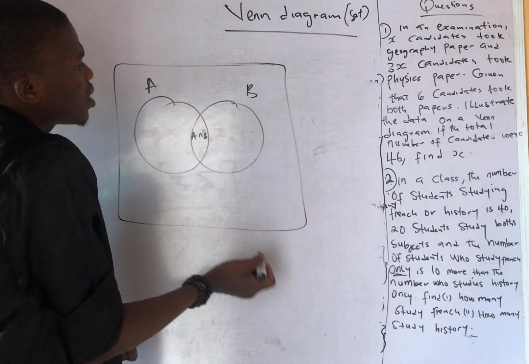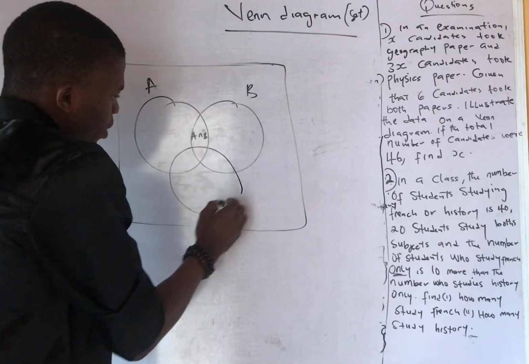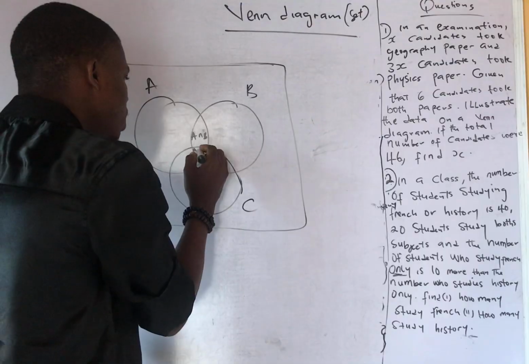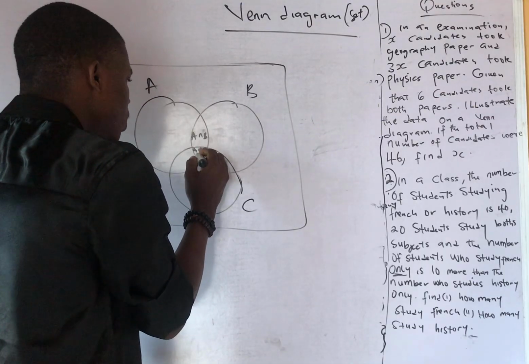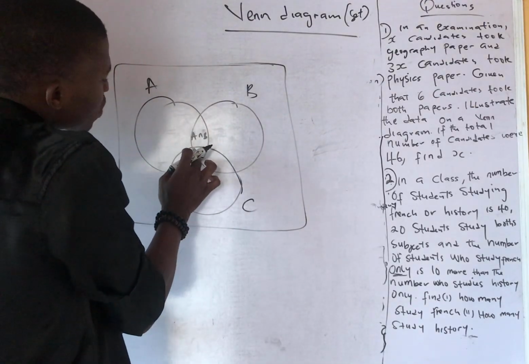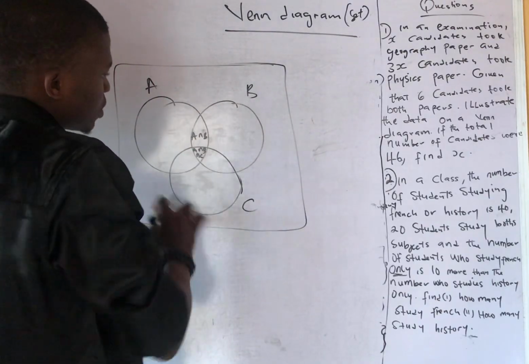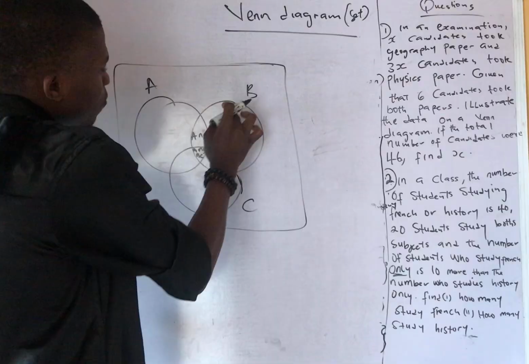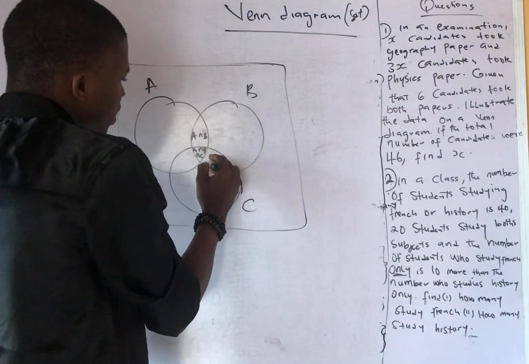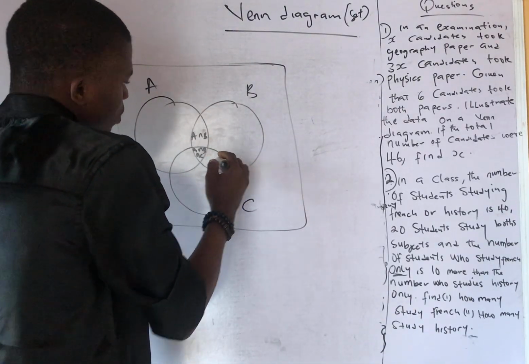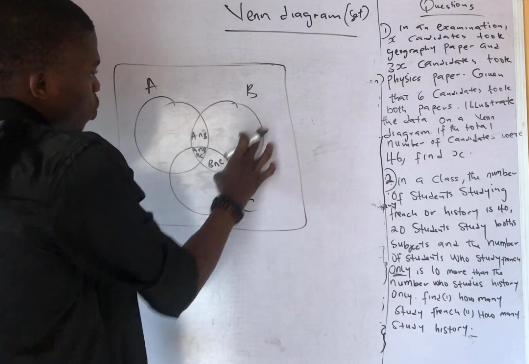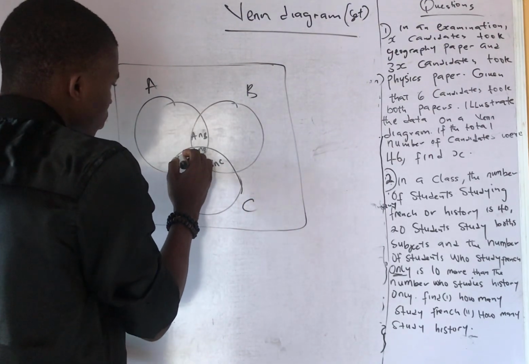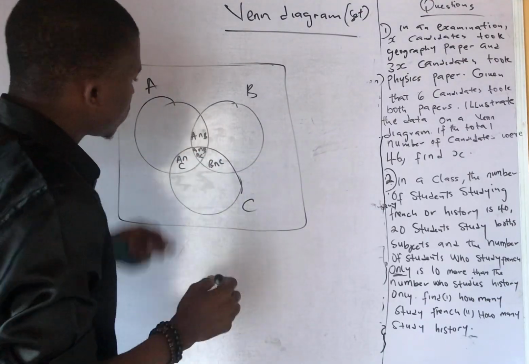Now, what if there is another set here? Then let's term this one as C. Now this is the intercept between A, B, and C. This is a common point for all three sets. This one is just between A and B. This side is for B and C, the intercept between B and C, because there's a common point between B and C here. While this one is the intercept between A and C, because there's a common point between A and C here.